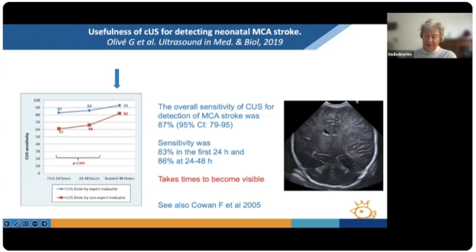You get this kind of linear demarcation line of the left middle cerebral artery area. You get compression of the ventricle on the affected side. In this case, you even see a midline shift. So this one you will probably see by the second day of life. This is a nice paper where they looked at only the middle cerebral artery, and they show that by 48 hours there is a good sensitivity, especially for people who have experience in doing cranial ultrasound.